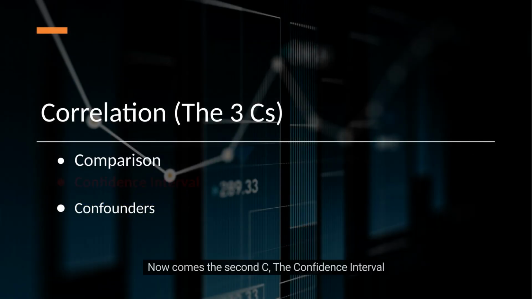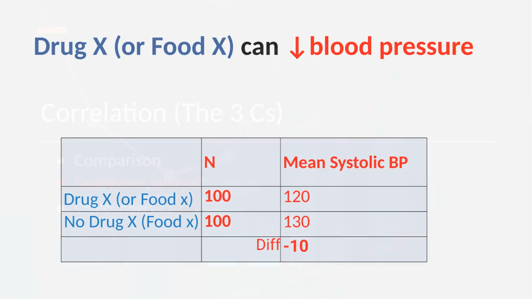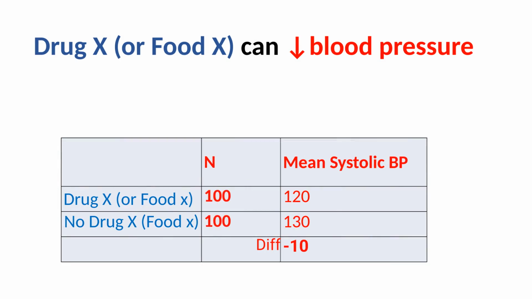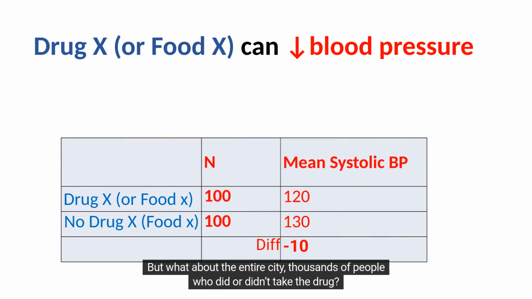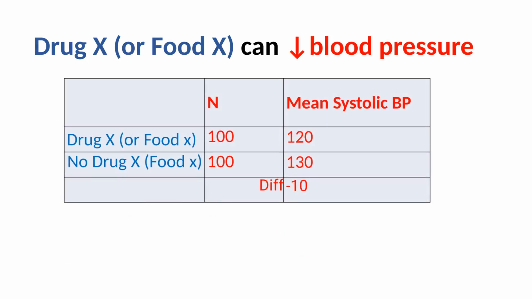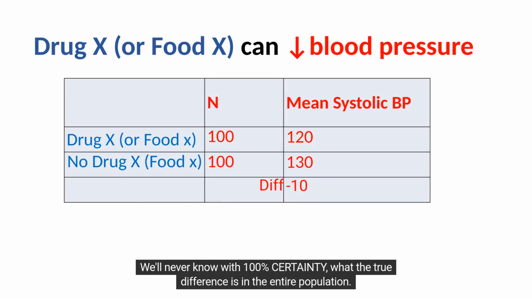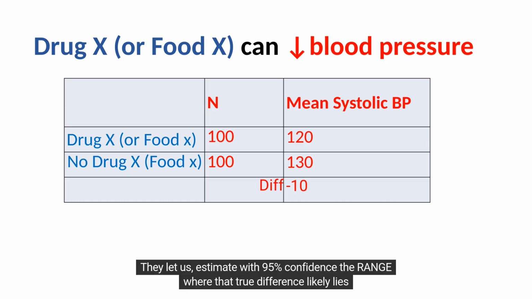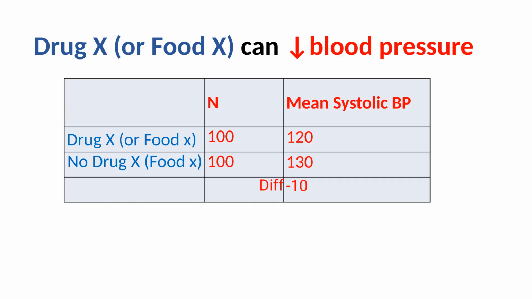Now comes the second C, the confidence interval. The 10-unit difference we found is just in a sample of our 200 participants. But what about the entire city? Thousands of people who did or didn't take the drug. We can't measure everyone's blood pressure, so we use statistics to estimate what's true for the whole population. We'll never know with 100% certainty what the true difference is in the entire population. But statistics can help. They let us estimate with 95% confidence the range where that true difference likely lies.